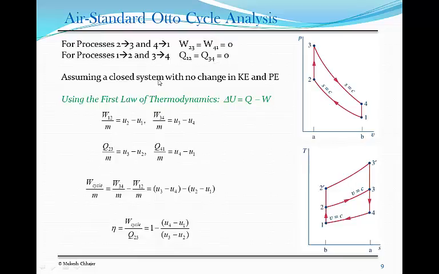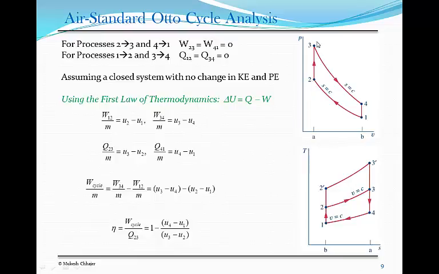And now we have a closed system. As we said, we are assuming the same air is circulating, so it's a closed system. And we can easily assume there is no change in kinetic energy and potential energy. Then using the first law of thermodynamics, which says delta U is Q minus W, for process 1 to 2, since it's an isentropic process, Q is 0, and therefore the work done per unit mass would be just the change in internal energy. Similarly, work done per unit mass for process 3 to 4 would be equal to the change in internal energy.